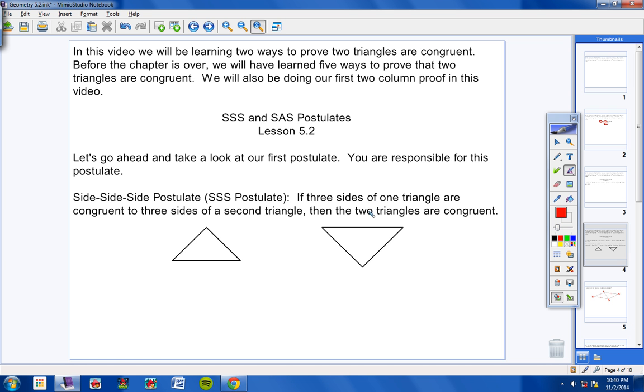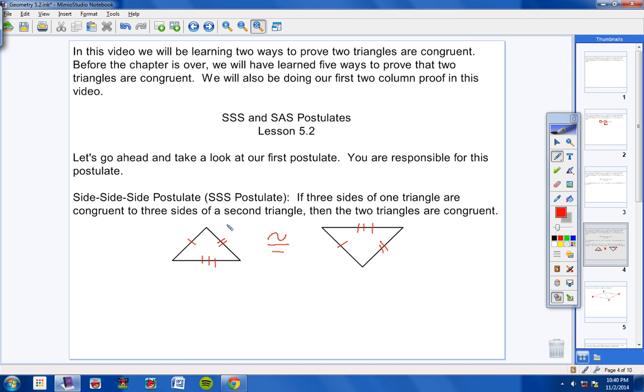This postulate is saying that if this side here is congruent to this side here, and this side here is congruent to this side here, and this side here is congruent to this side here, then I know for sure that these two triangles are congruent. You say, oh, Mr. Earhart, we know that for sure, even though we don't know anything about the angles? Yes, most definitely. We know for sure that these two triangles are congruent because their 3 sides are congruent. And that's a really cool shortcut to know, okay?